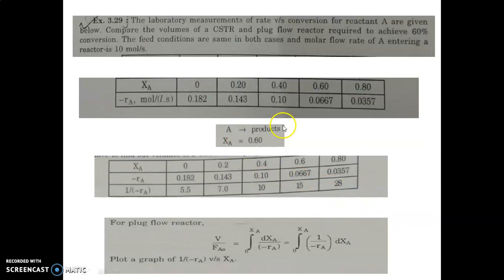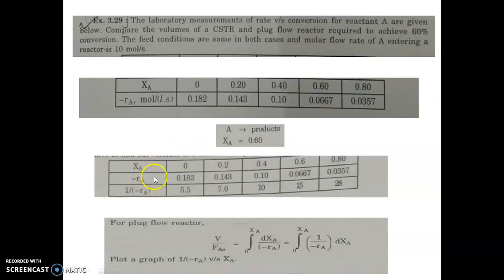Then we take one example. This example we have already taken for calculating the volume of CSTR. The same example we take here and calculate the volume required for the plug flow reactor. So the conversion is 60%, and the molar flow rate of component A is 10 moles per second. So this is the data given, Xa versus minus Ra. So here Xa is 0.60.